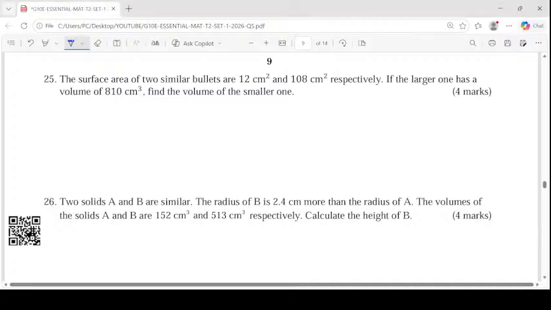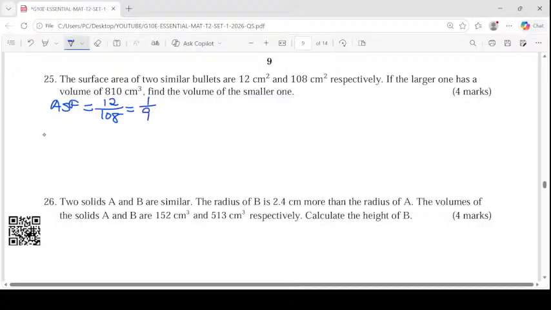The surface areas of two similar bullets are 12 square centimeters and 108 square centimeters, respectively. If the larger one has a volume of 810 cubic centimeters, find the volume of the smaller one. When you compare the two areas, you get what is called the area scale factor. Our area scale factor here will be 12 over 108, which simplifies to 1 over 9.